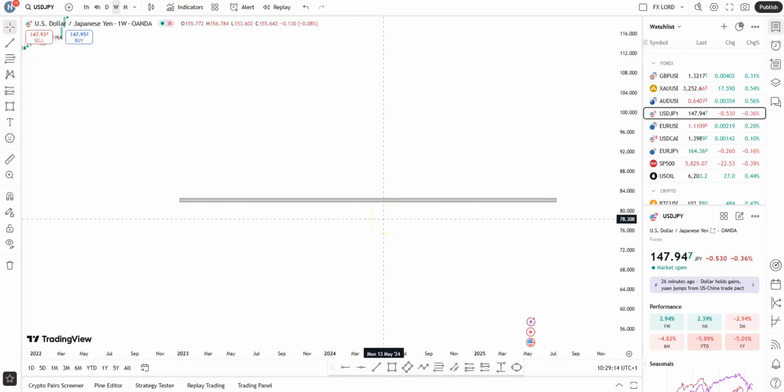So what is support? Before I explain it, I'm going to be giving you allegories so that you can understand better. You get what I'm saying? So imagine the price of a currency is like a ball bouncing on the floor.